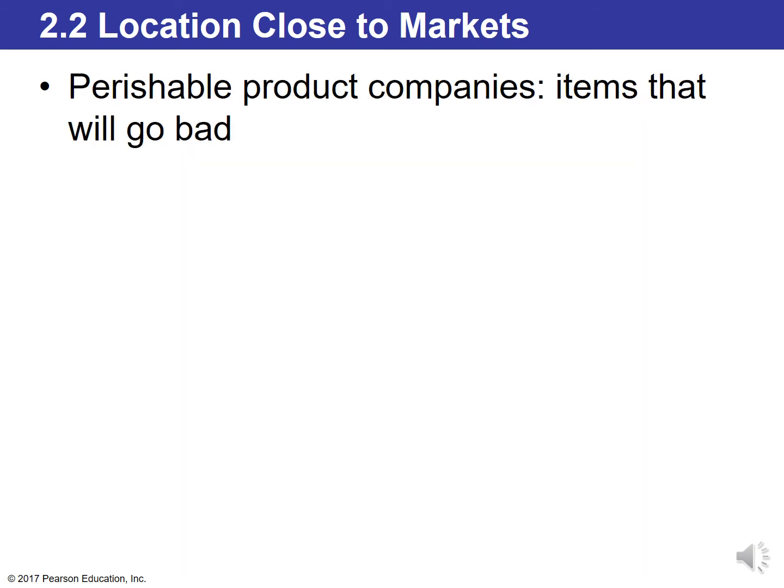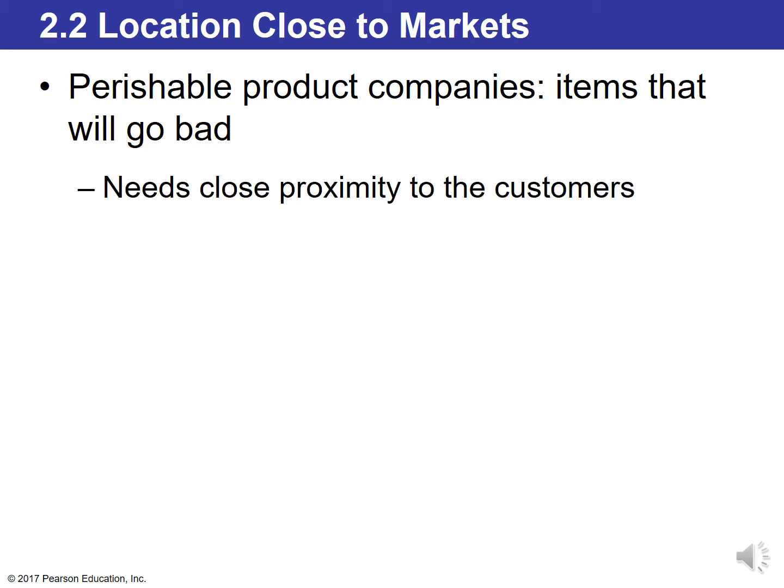So our last example is perishable product companies. And they make items that can go bad. And so they also need close proximity to the customer because their products will go bad if you have to ship them across the whole country. An example of this would be like the milk industry or bread or newspapers.